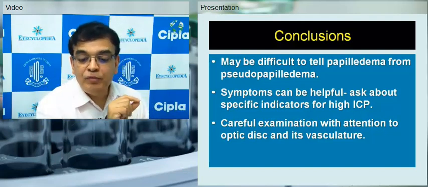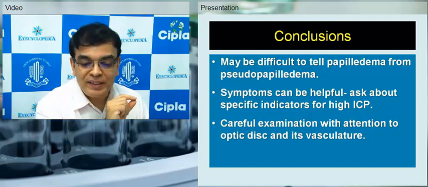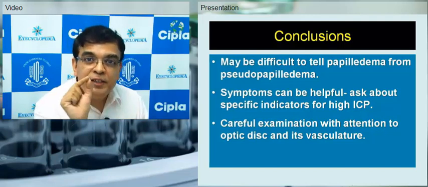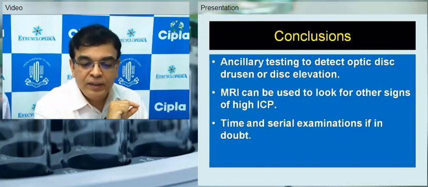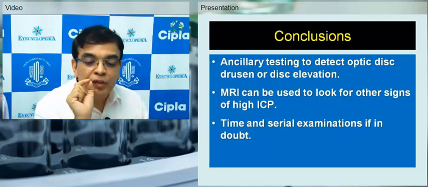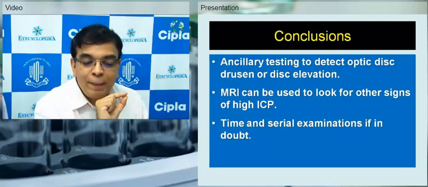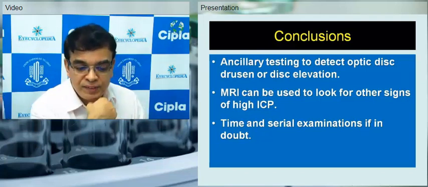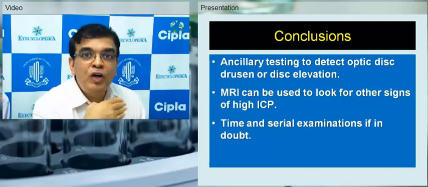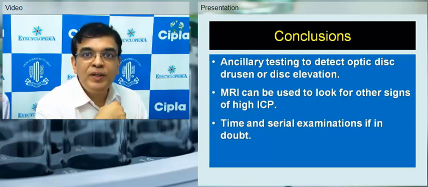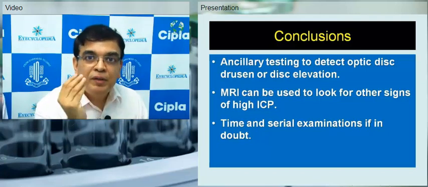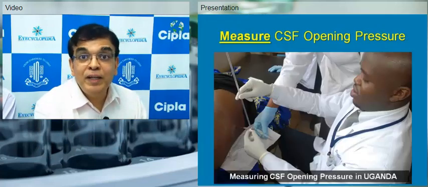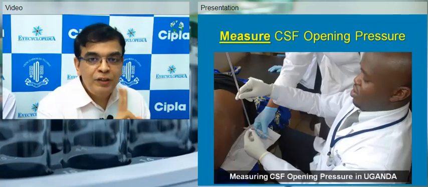Symptoms can be helpful. Ask about specific indicators for raised ICP. A careful examination with attention to the optic disc and its vasculature is paramount in deciding what you're dealing with. Then you perform ancillary tests, look for optic disc drusen and disc elevation. MRI can be useful to look for other signs of high ICP, as I showed you on those photographs. And whenever in doubt, follow these patients over time. Have frequent eye examinations, follow these discs over time. Do repeat OCTs and fields and make sure that the patient is okay, so that you may come to a diagnosis later on. Two points I'd like to leave you with.